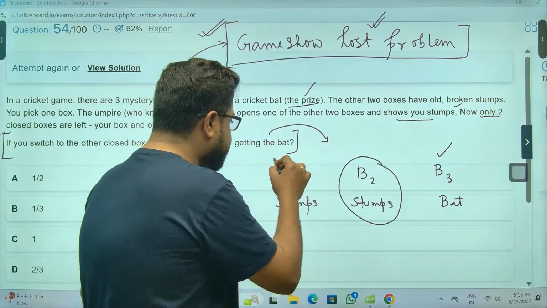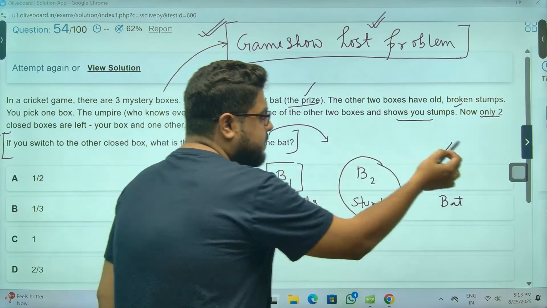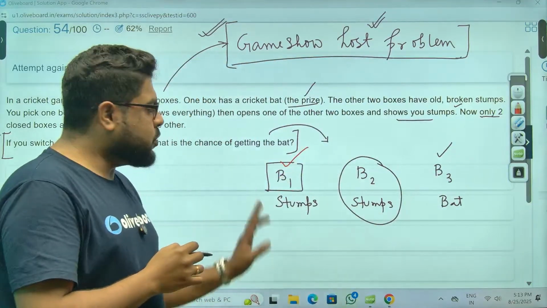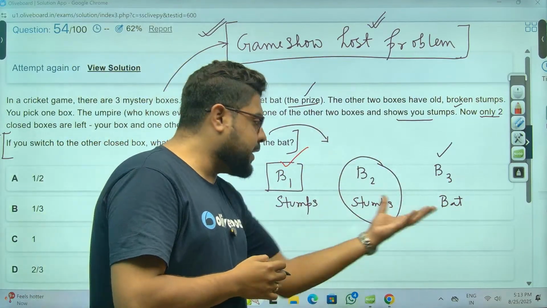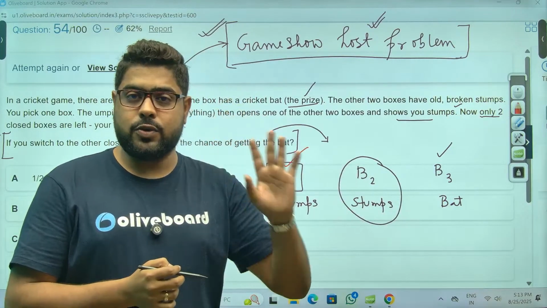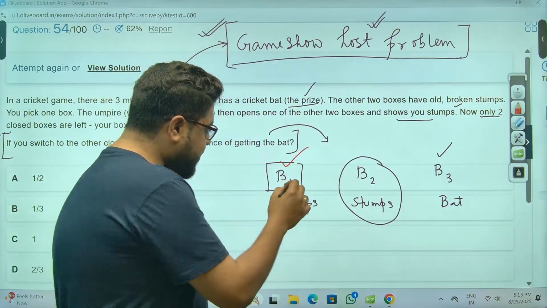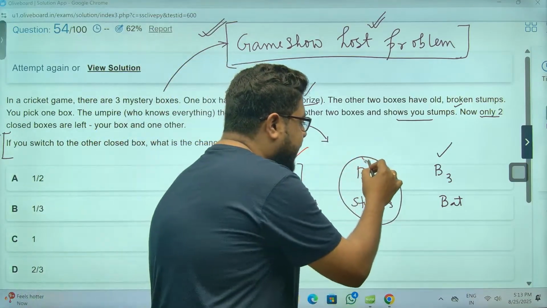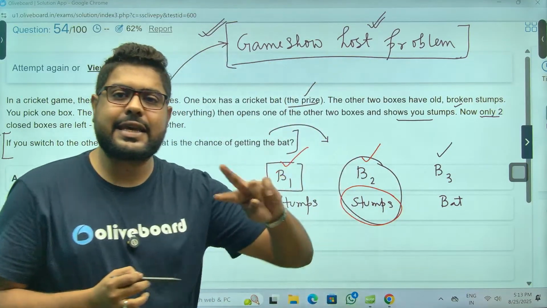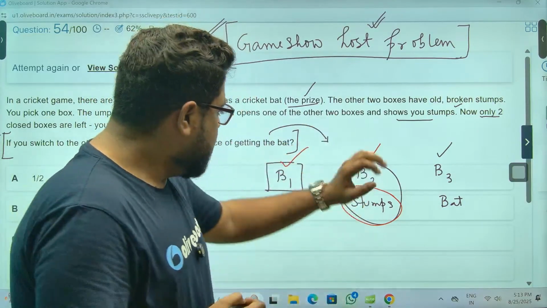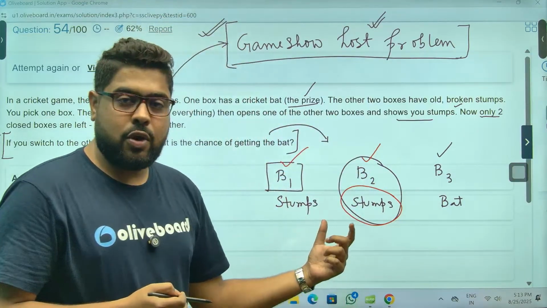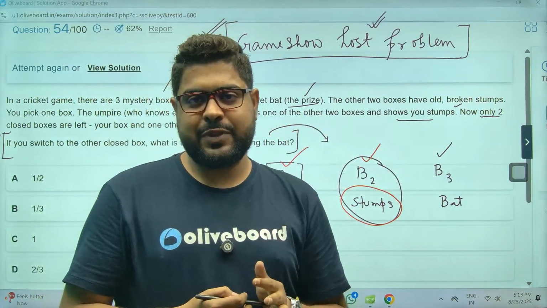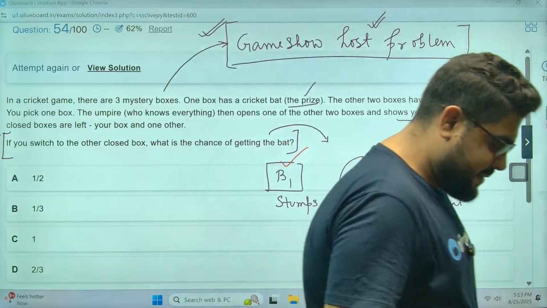Let's say you have chosen B1. Now you don't know what is inside the boxes, but the umpire knows, the host knows. Now you have chosen this. The umpire doesn't open B1. He opens B2 and shows you it has stumps, and he is giving you the option: do you want to stick to your choice, or do you switch? Now you see the psychology.